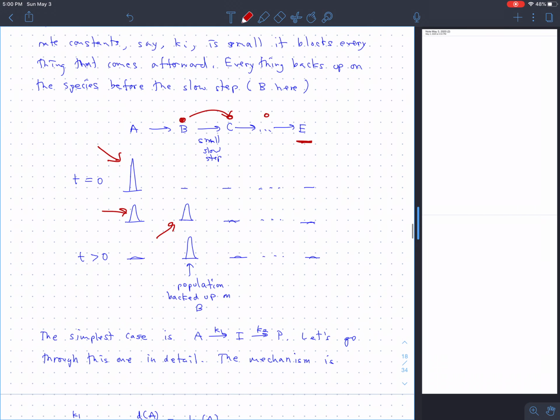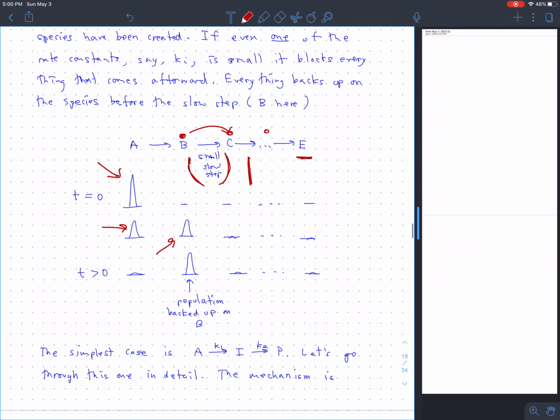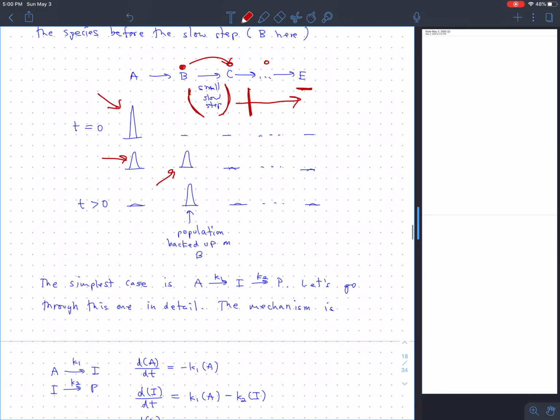If even just one step is blocked or is just slow, then you can stop the whole reaction. Things can't get any further than the slowest step, and the slowest step controls the overall rate at which you get to E. It's something called a rate-limiting step. We'll talk more about that down below.